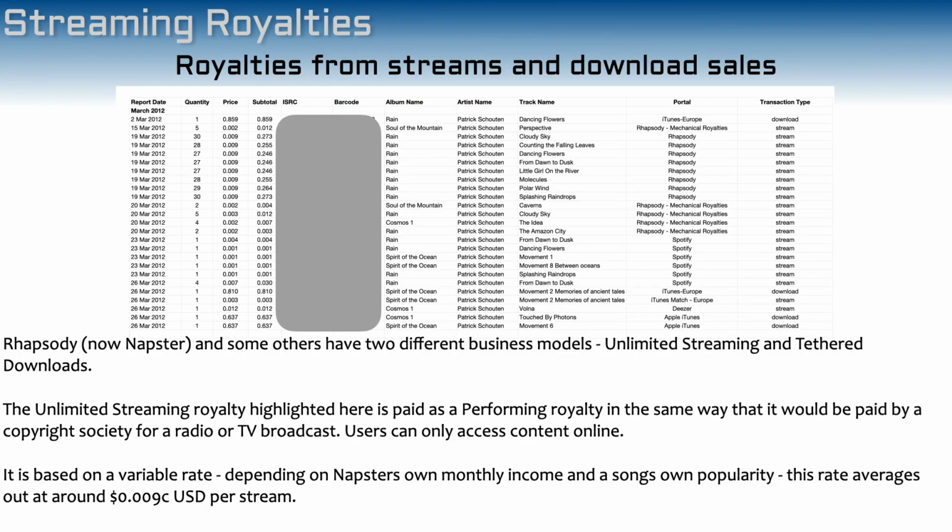Rhapsody, now Napster, and some others have 2 different business models: unlimited streaming and tethered downloads. The unlimited streaming royalty highlighted here is paid as a performing royalty in the same way that it would be paid by a copyright society for a radio or TV broadcast. Users can only access content online. It is based on a variable rate depending on Napster's own monthly income and a song's popularity. This rate averages out at around 0.009 US dollar cents per stream.